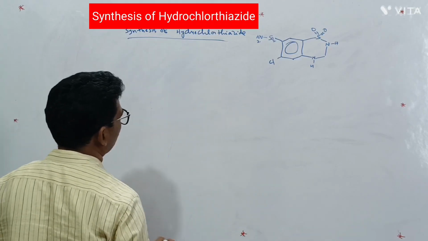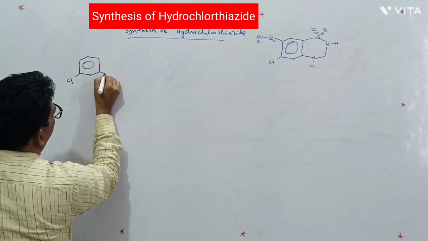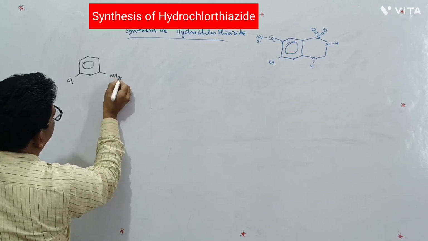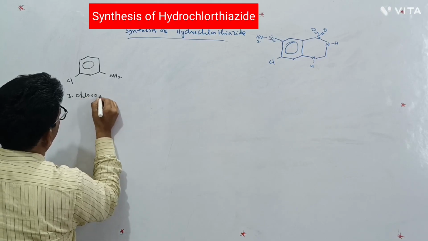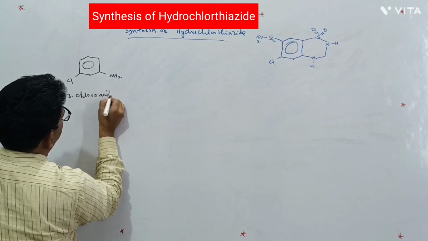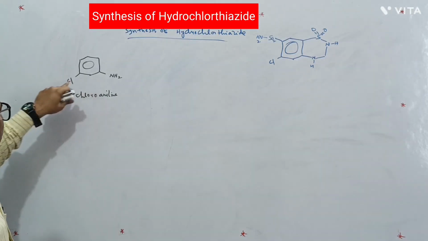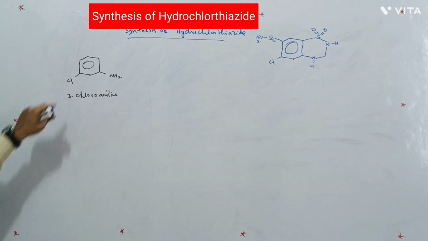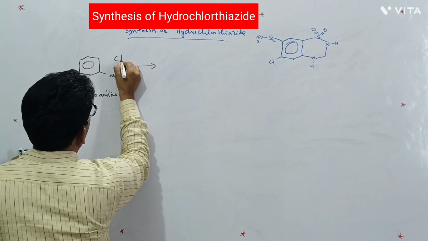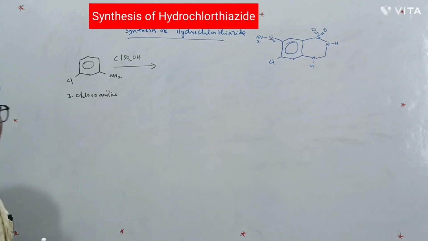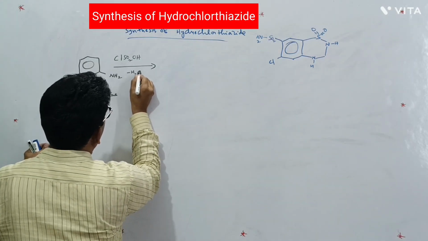The synthesis of hydrochlorothiazide, it will start with the 3-chloroaniline. Remember this, the synthesis starts with the 3-chloroaniline. It's the aniline because when it is having the amine group, it's called as the aniline. Third position, it is having the chloro group. Now it will react with the chlorsulphonic acid. Here chlorsulphonic acid by the removal of water.